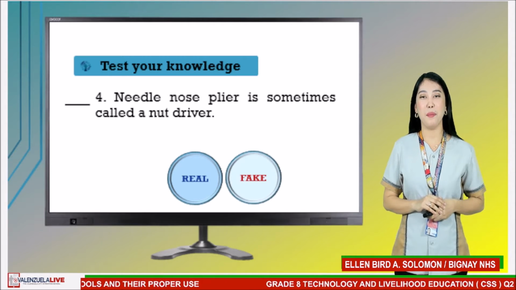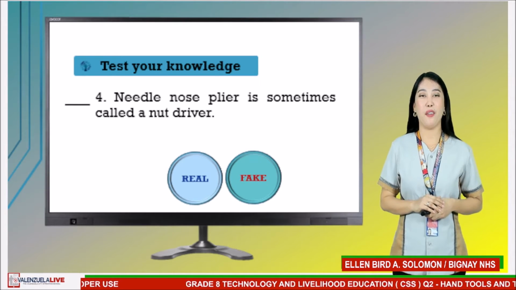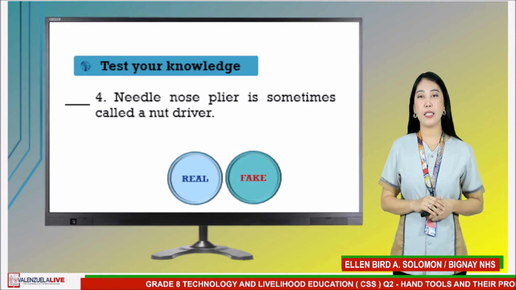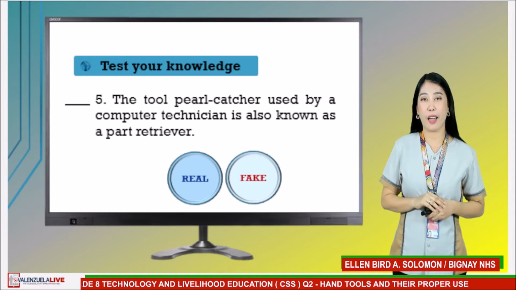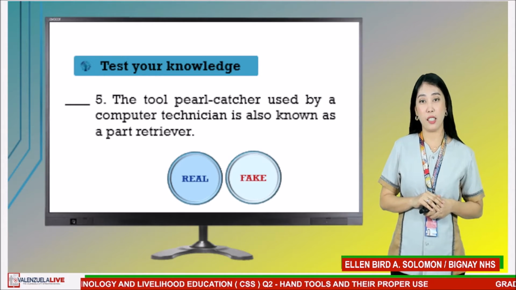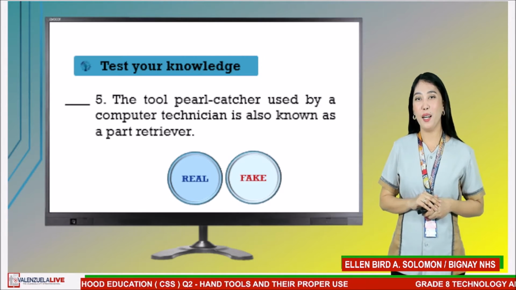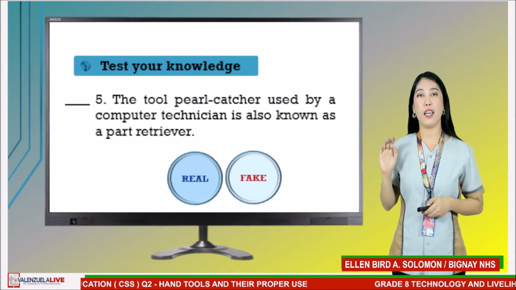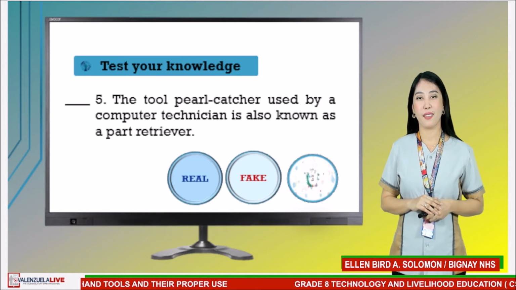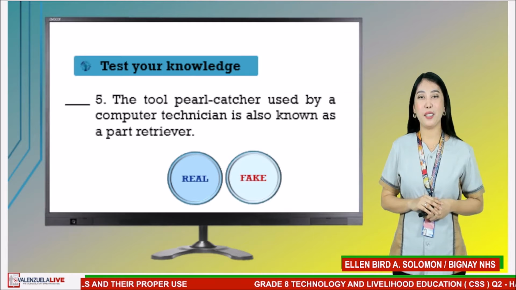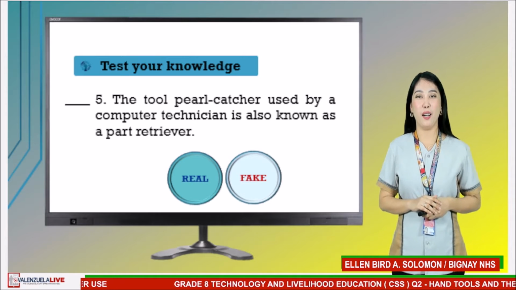Okay, your time is up. For number 4, the correct answer is fake. Nice one. Let's have number 5. The tool pearl catcher used by a computer technician is also known as a part retriever. Real or fake? Your 5 seconds start now. Okay, so for the last item, if you answered real, then you are correct.